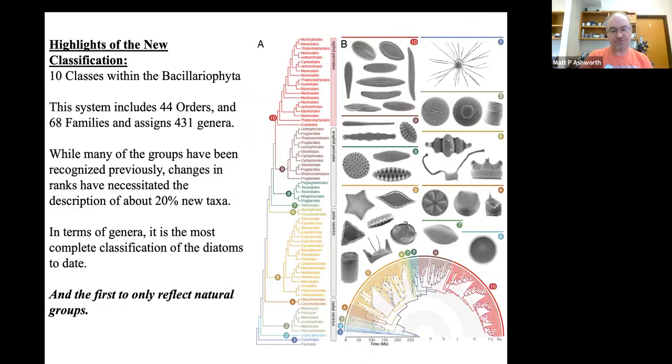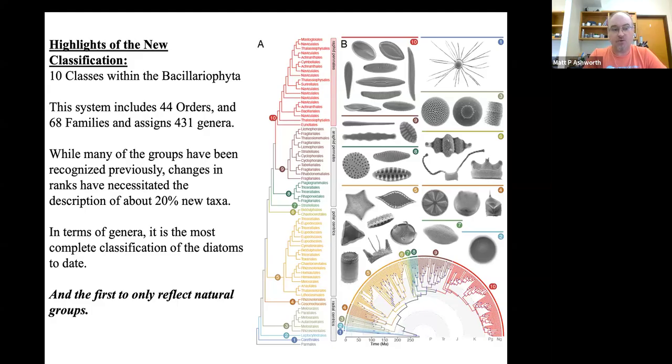So we took the phylogeny, identified the baseline clades, which were the sources of our earliest divergence, our classes. So we ended up with 10 classes, 44 orders, 68 families, and around 440 genera. Most of these groups had already been named, but about 20% of them we had to come up with a new name, a new designation for that group.